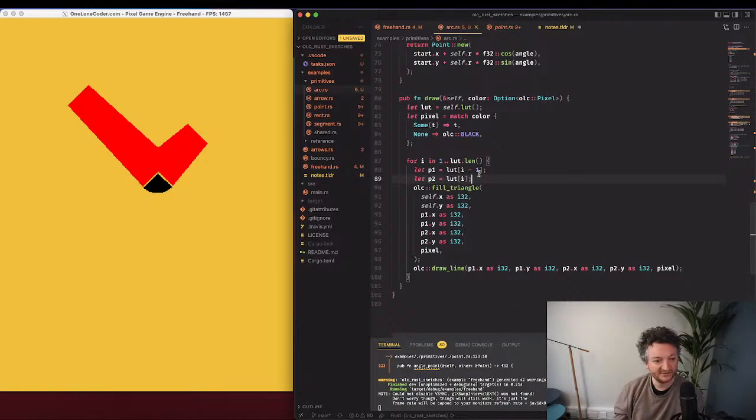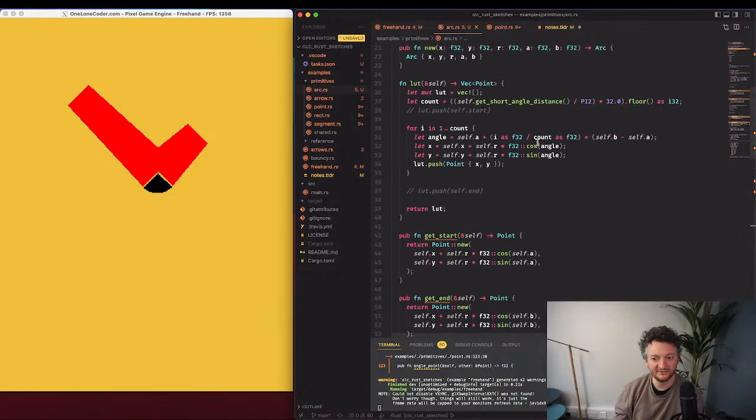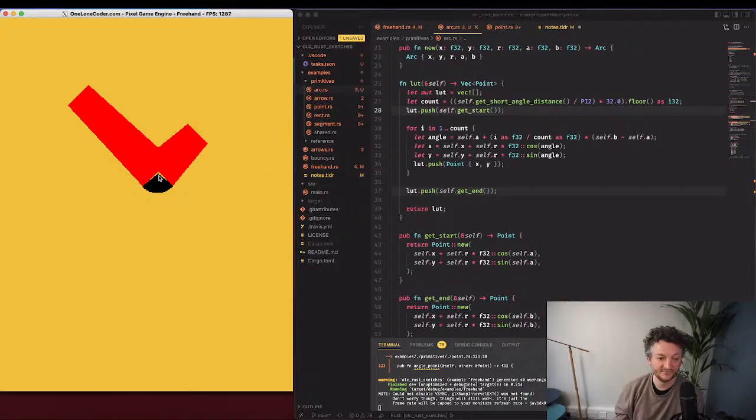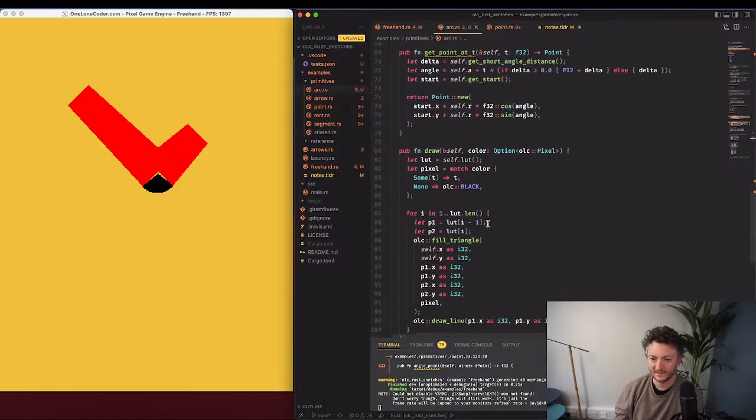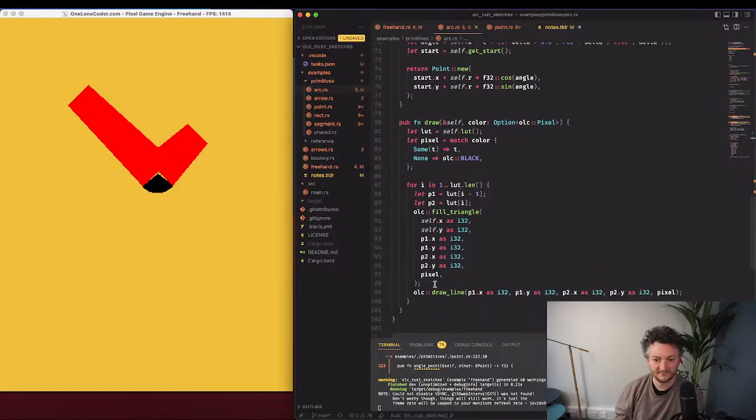Cool. All right. It is off. Why would that be off? Is the lookup table including everything? Did I remember to push the start and the end? That's pretty good. This looks wrong. Why does that look wrong? Self.x. What if I just draw this triangle instead?